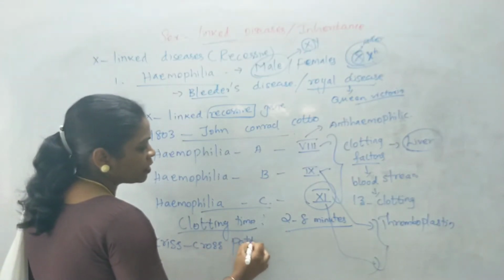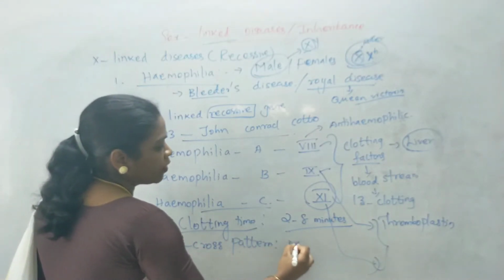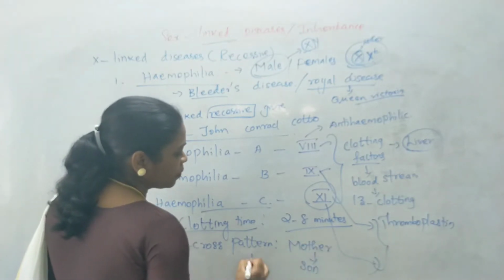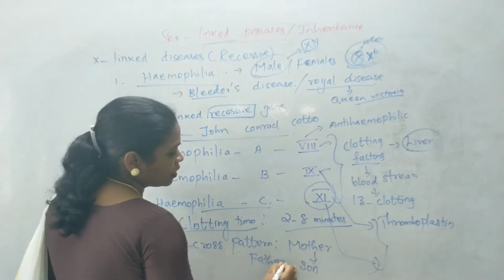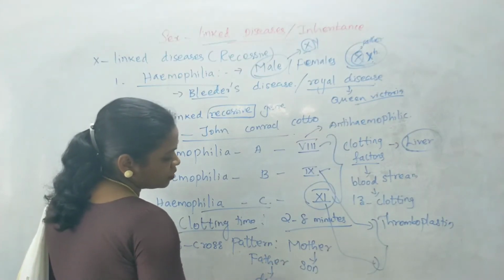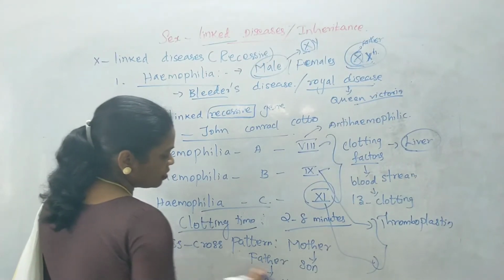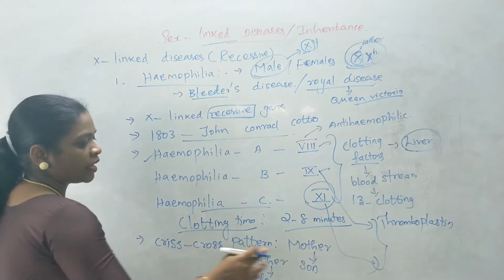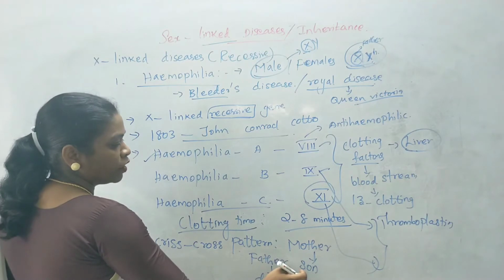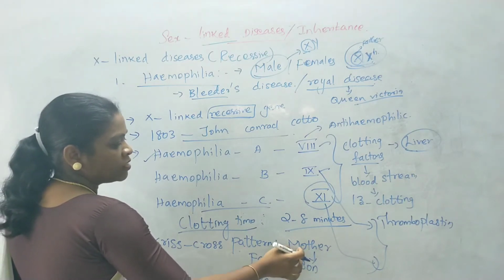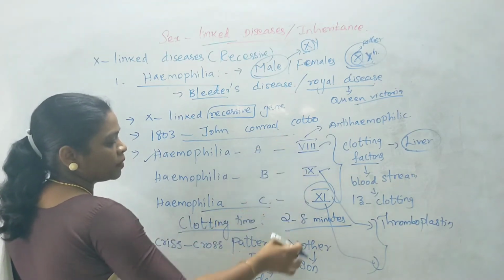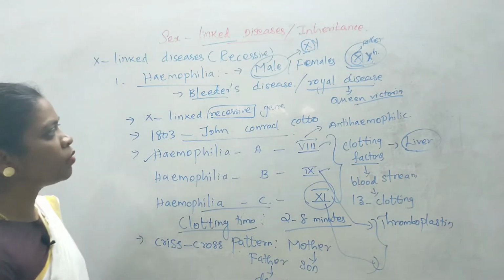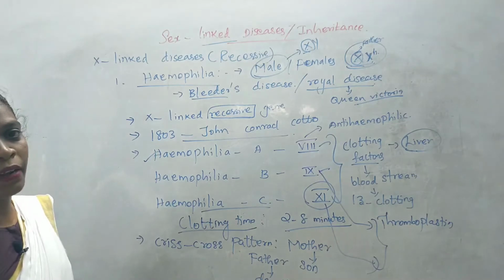What is the meaning of crisscross pattern? From the mother it goes to the son, and from the father the daughter will inherit. This type of inheritance is known as crisscross inheritance, where the F1 male offspring, the son, obtains the disease from the mother, and the daughter obtains it from the father. This is how it exhibits a crisscross pattern.